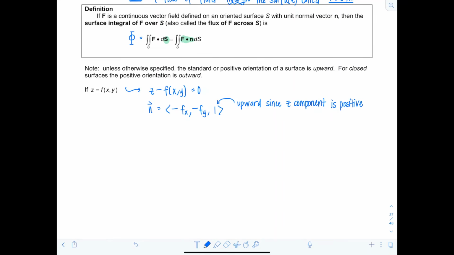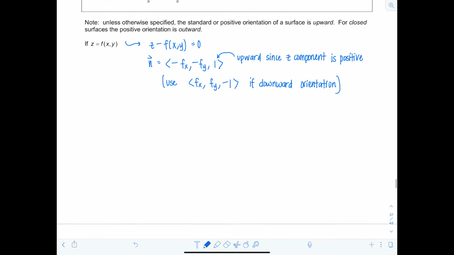Sometimes you're going to need downward orientation. So all you would do is switch the sign on all the components. You would use partial with respect to x, partial with respect to y, and then negative 1 if you need to work with a downward orientation. Why would you work with downward? Because that would be the way outward is going for some closed surface. We'll get to an example, don't stress.